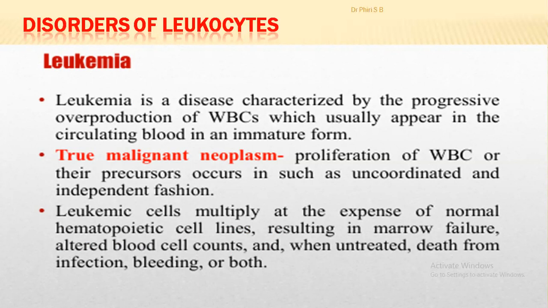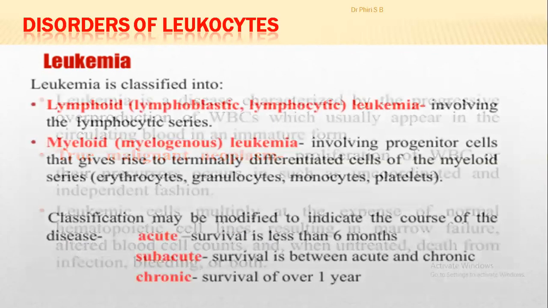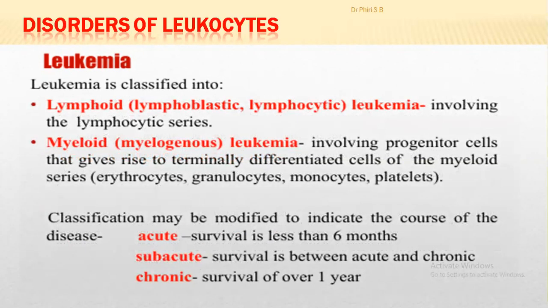Infection-wise, because you don't have the functional white blood cells. Bleeding, maybe there's less production of platelets. So you have bleeding disorders and also infection that can kill that person. Leukemia is classified into two major types. So you have lymphoid leukemia and myeloid leukemia.